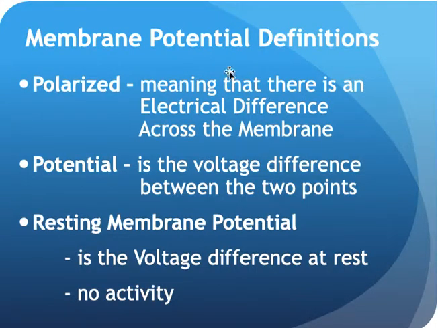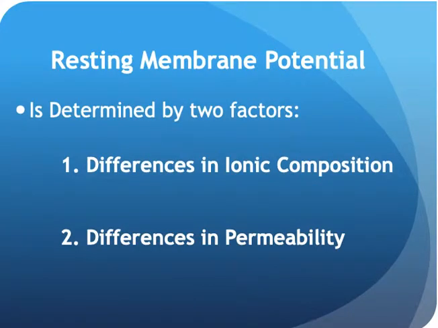So polarized just means that there is an electrical difference between the inside and the outside. Potential, if I look at this membrane potential, is just the actual difference between two points that I'm measuring. And the resting membrane potential is similar, but it's telling you the difference when there's no activity in the nerve. These are really good multiple choice questions that can be a little tricky, so you want to make sure you're familiar with those terms and know the difference between the three of them. Okay, so resting membrane potential is going to be determined by two factors, and again, we're going to come back to the cellular chapter and look at that membrane, but it's going to be determined by these two things.